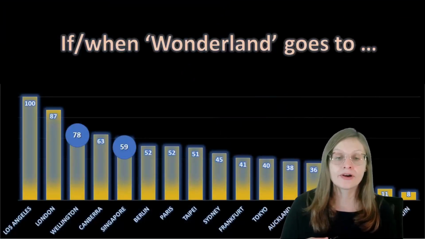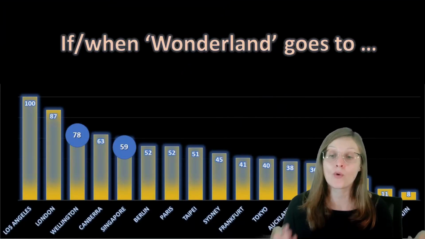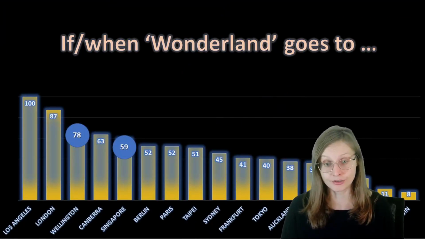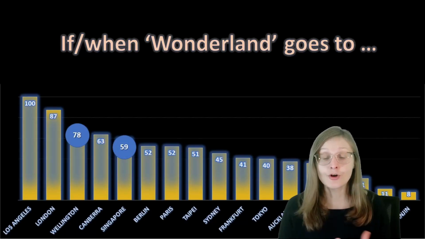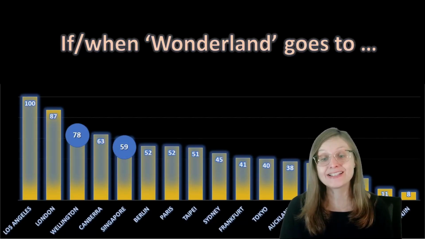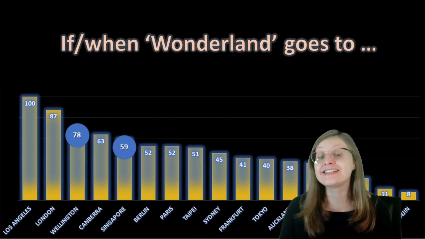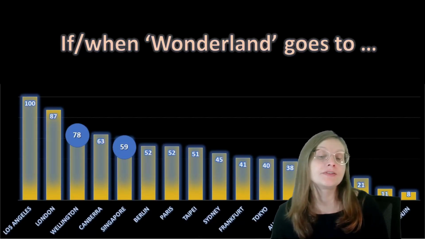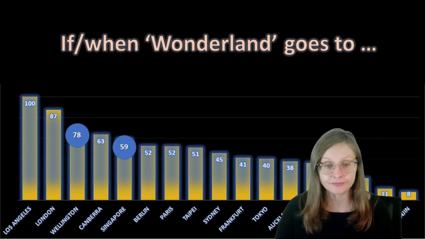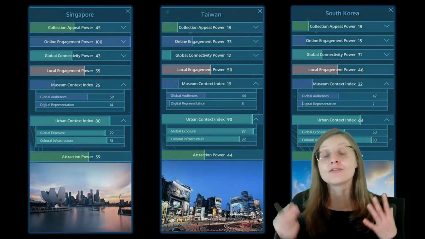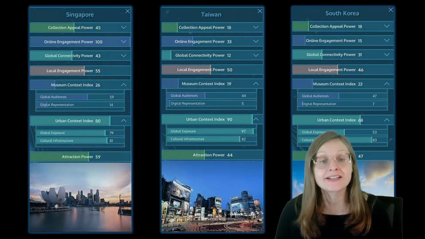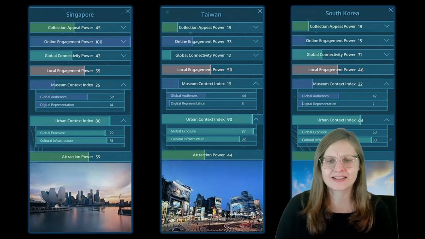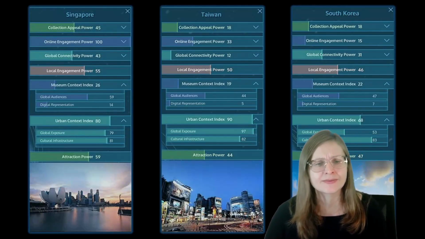predictions. For example, among 17 potential cities where Wonderland might travel in the next decade, from Los Angeles to Taipei, the prediction model of linear regression forecasted Singapore and Wellington in New Zealand to be among the leading receiving cities in Asia Pacific, with the Local Engagement Power Forecast indices reaching 59 and 78 respectively. This forecast is based on the first iteration input data collected from a series of DreamWorks animation blockbuster exhibitions that proved to be highly successful among Asia-Pacific audiences.